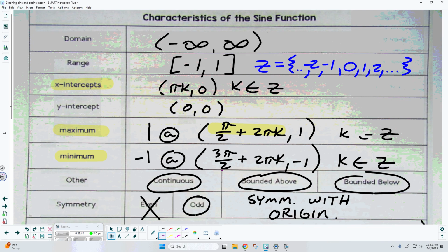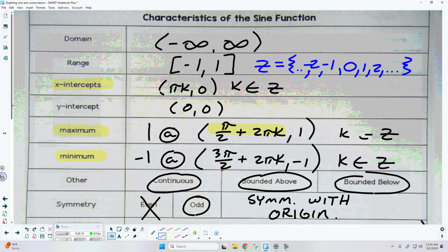Let's see. It is continuous, so that means for every value of x, there's a corresponding what? Y value, that's exactly right. So in this case, for every radian measure, there's a corresponding ratio. You plug in any radian, you're going to get a ratio. You're always able to get an ordered pair. They're bounded above and below by the maximum and minimums that we already mentioned.